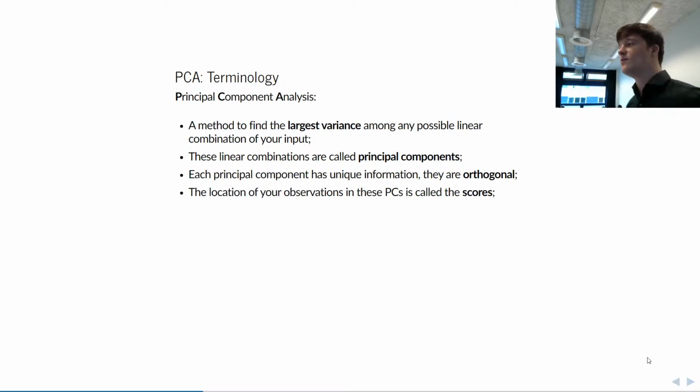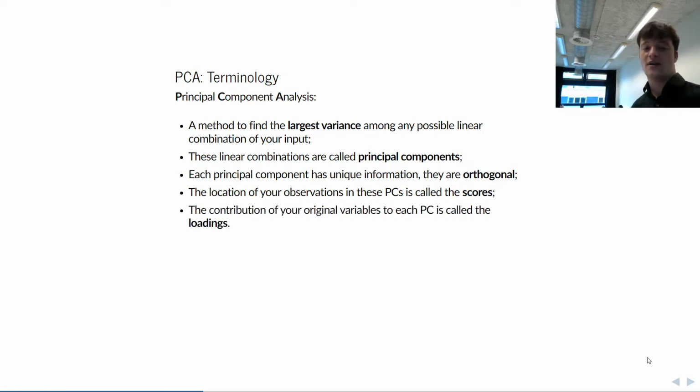Okay, the location of your observations, because we can actually plot your observations in this new coordinate system that we create, that's called the scores. And then finally, the contribution of the original variable. So I said, you do this many times the first variable, plus this many times the second variable, plus minus 1 times the third, etc. So they have some contribution to each principal component, and those contributions are called the loadings. Yeah, this will all make a lot more sense when I show what it looks like, but these are the terms about principal component analysis that you should know.